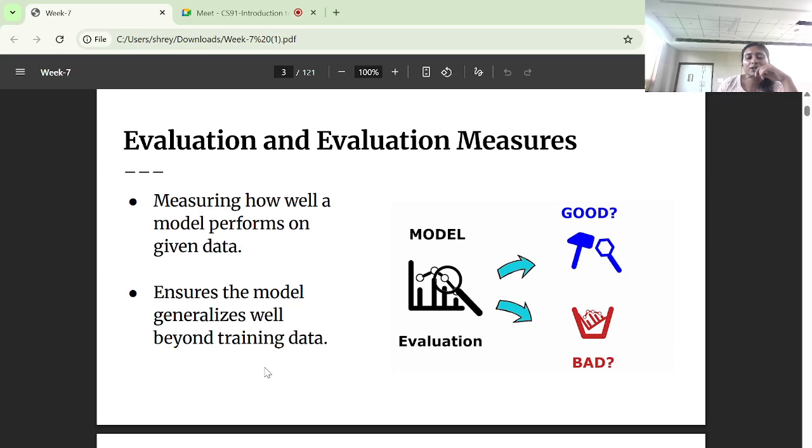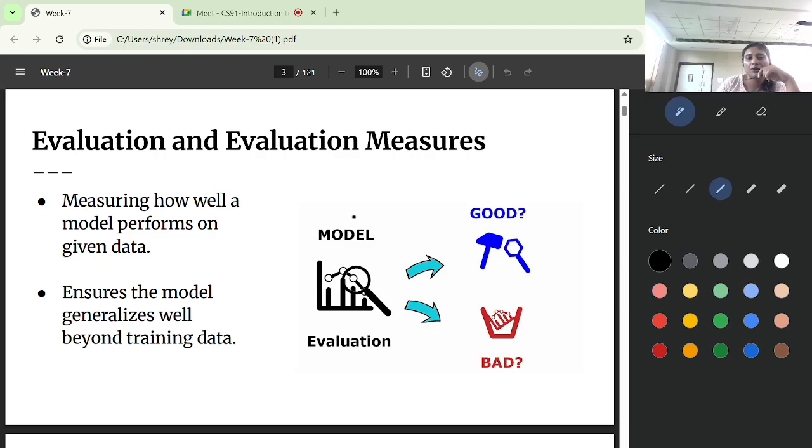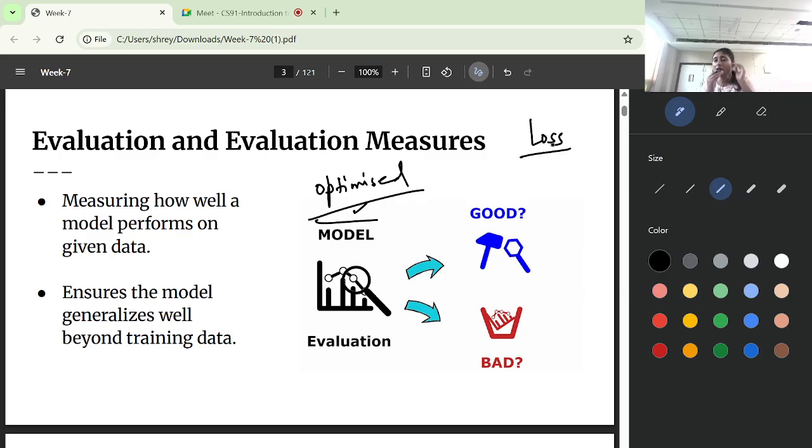So, evaluation and evaluation measures. As I told you, you have a model, and now you have to check whether it is good or bad. This model is the one which is optimized. Don't confuse loss functions with these performance or evaluation measures, because loss functions help to optimize your model, but evaluation measures are just to evaluate it.